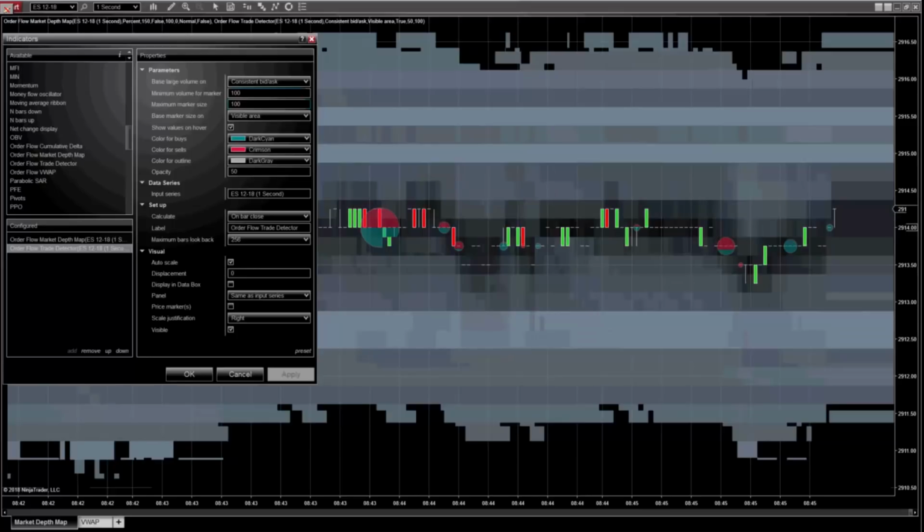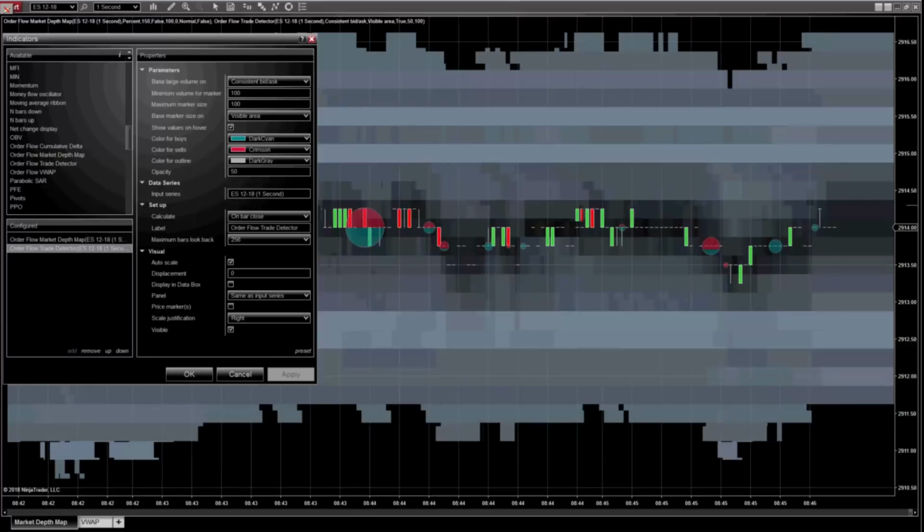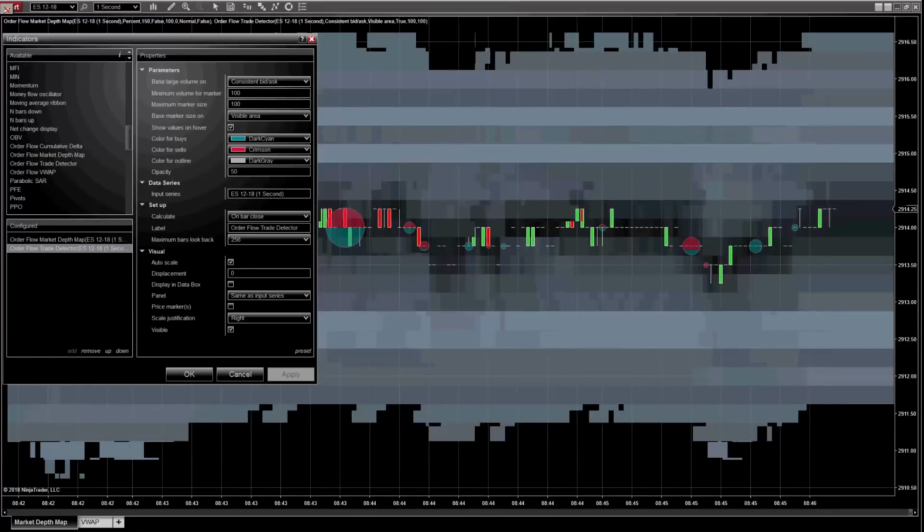And by default, the size of trade markers will be scaled relative to the visible range of your chart. So the largest trade events within the visible range will have the maximum marker size.